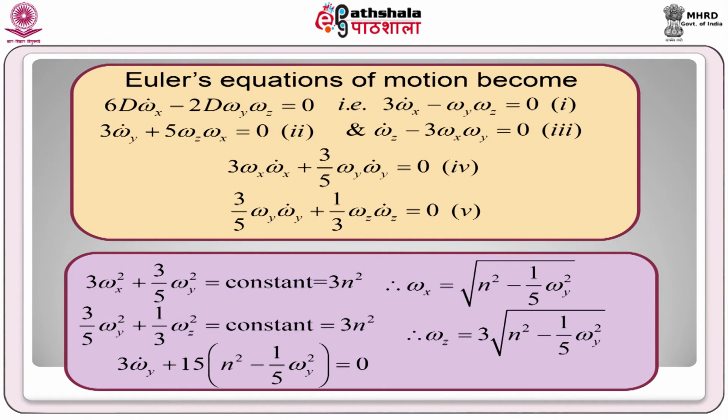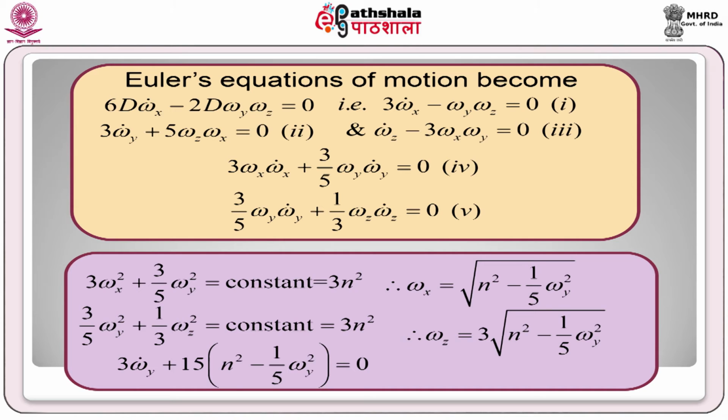From Euler's equations of motion, we get these three equations. We have just substituted the principal moments of inertia in the Euler's equations of motion, and since there are no external forces, so right hand side becomes 0 in each equation.